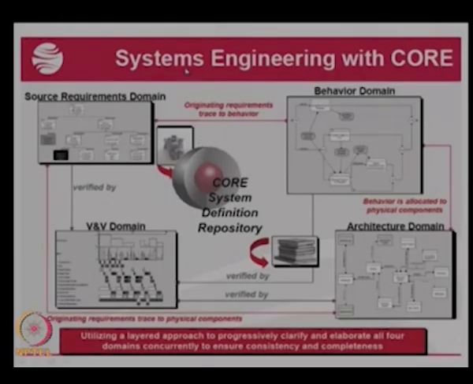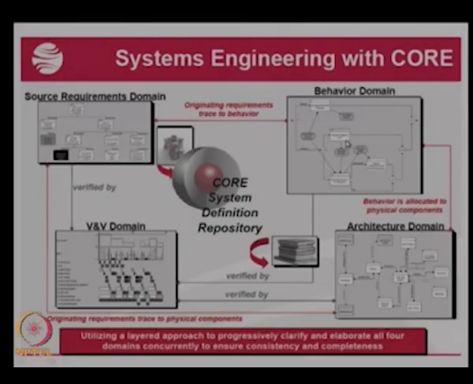So the particular software core actually looks at this from 4 sub functions, basically the source requirements domain, behavior domain, architecture domain, and VNV, that is verification and validation domain. All these domains will be using the same database, and independently you can develop these requirements using the database, and based on the requirements domain you can develop the behavior domain, where you can always trace the originating requirements to behavior, and from behavior you can actually go to the architecture design.